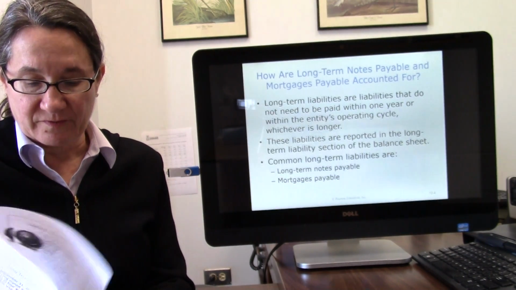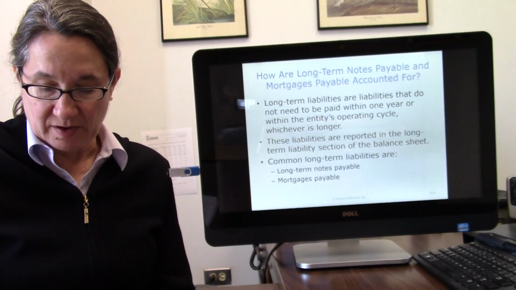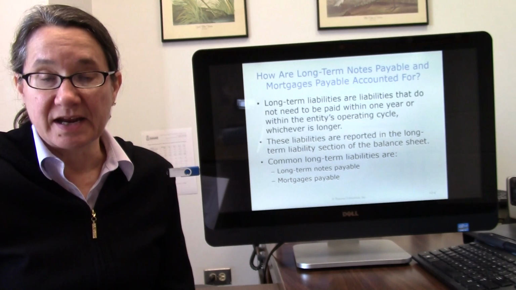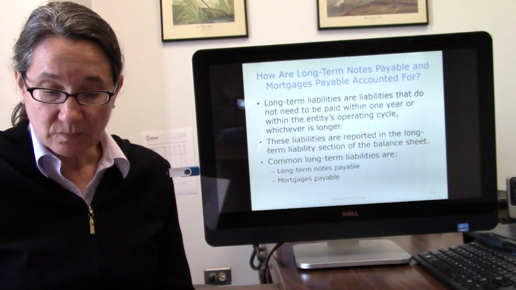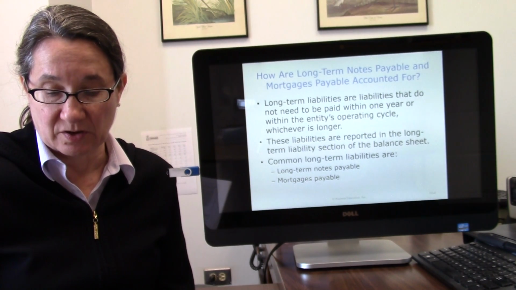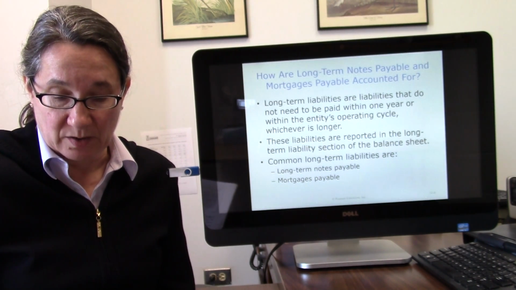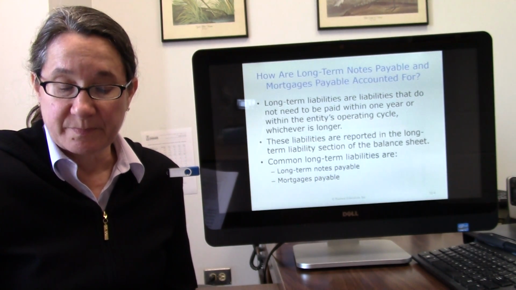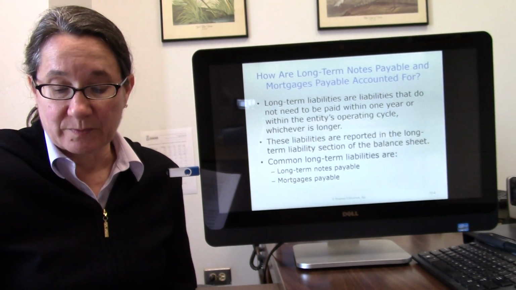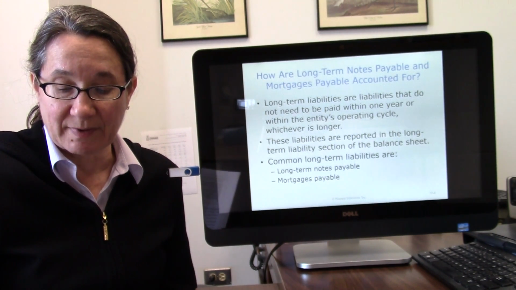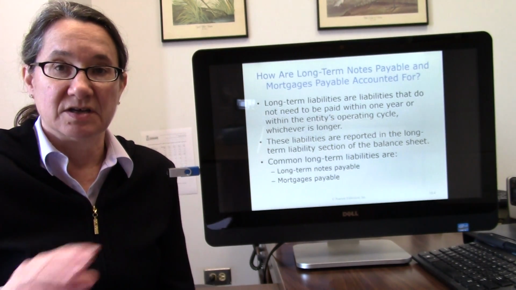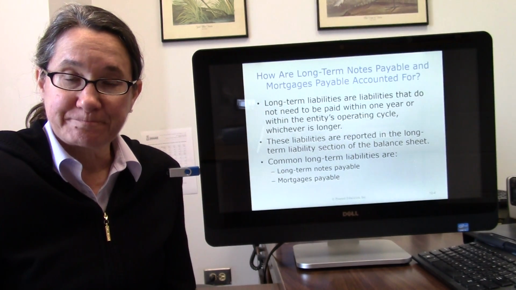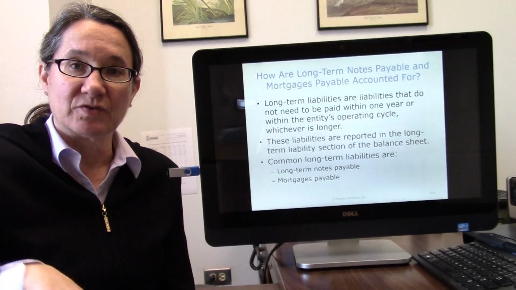Alright, so the first thing we need to talk about is what they are. Long-term liabilities are liabilities that do not need to be paid within 1 year, or within the entity's operating cycle, whichever is longer. Both long-term notes payable and mortgages payable are common long-term liabilities. Long-term notes payable are typically reported in the long-term liabilities section of the balance sheet. So, important thing to remember here is not due within the next year. Okay? So that's what makes it long-term. It's further away than 1 year.